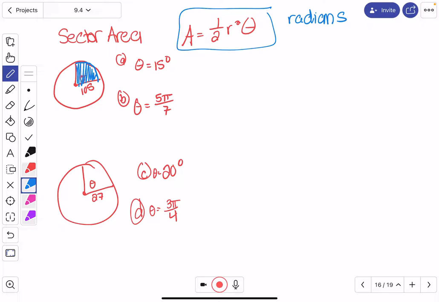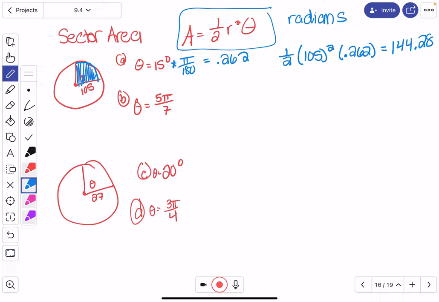So for A, I have to turn that degrees into radians, which gives me 0.262. Then we plug it into the formula. So 1/2 of the radius squared times 0.262 gives us 144.28 squared units, whichever those units might be.